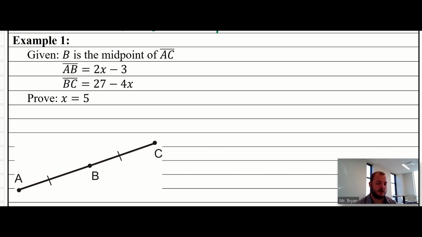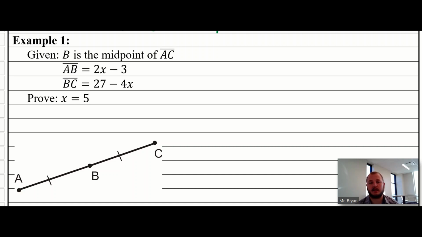Okay, so hopefully you should have the diagram drawn by now. We always look at that information, and we're saying B is the midpoint of line segment AC. So that's one piece of information we already have. And then we're told AB equals 2x minus 3, and then BC equals 27 minus 4x. And our goal is trying to prove that x equals 5.